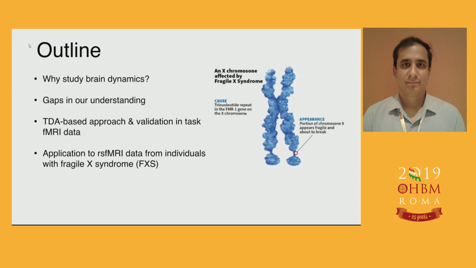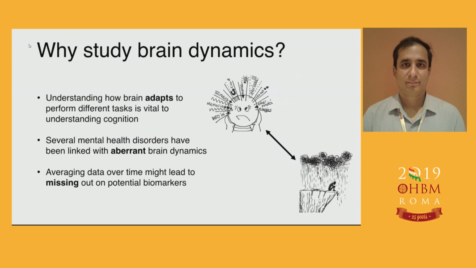So the quick outline is we'll talk very briefly about why we should study brain dynamics. By now you already know why we should, and that's why you're probably in the room as well. And then some gaps in our current understanding, and then I'll introduce our topological data analysis-based approach on how we study the changes in brain activation patterns, and then a quick validation in task fMRI data, followed by application to resting state data in Fragile X syndrome.